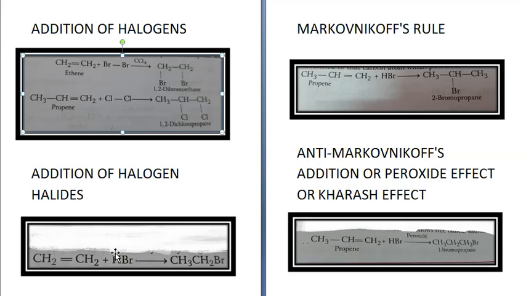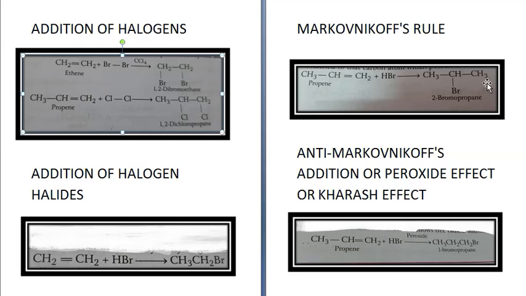Like see over here, we take propene, CH3CH=CH2, plus HBr. Now the negative part is Br. So Br will get attached to the CH carbon because here only one hydrogen is there, whereas CH2 has two hydrogens. So the negative part will attach to this carbon and the positive part will get attached to the other. So you will get CH3CHBrCH3, 2-bromopropane. So this is called Markovnikov's rule. Now anti-Markovnikov addition also takes place. It is also known as the peroxide effect or Kharasch effect.